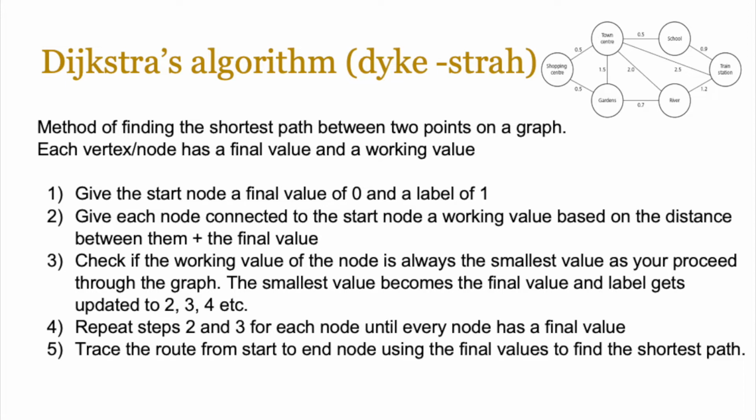Basically, we're going through each of these nodes step by step. And we keep on repeating steps 2 and 3 for each node until every node has a final value. Then we trace the route from the start to the end node using the final values to find the shortest path. So that's basically what the algorithm is. But it'll actually make more sense once we get through a worked example.